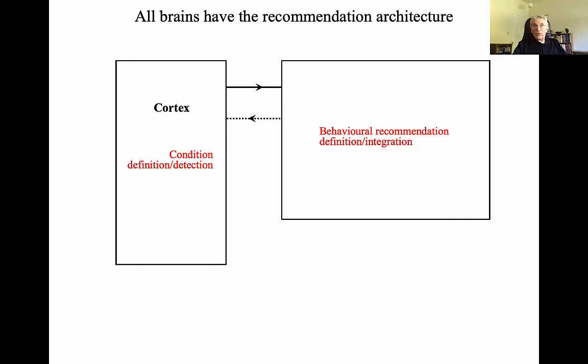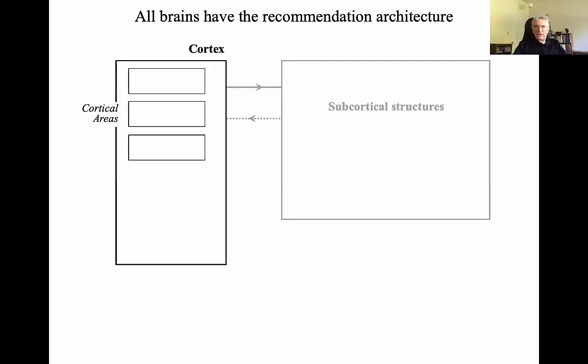Now, in the brain, the cortex is the modular hierarchy of condition definition and detection, and subcortical structures, especially the basal ganglia, are the component hierarchy that manages recommendations. And if we look a bit more closely at this architecture, the cortex has a lot of different areas, and each area defines and detects conditions, or receptive fields as they're called, on a different level of complexity. And different complexities are most effective for recommending different types of behavior. And I'll come back to that point in a moment.